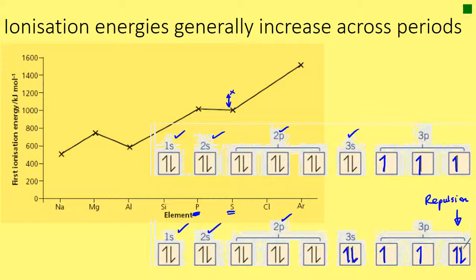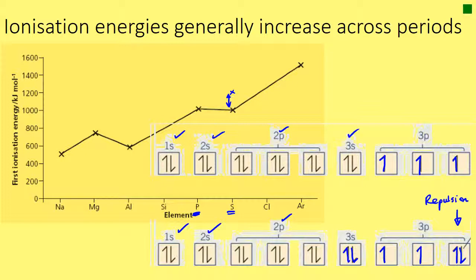So that repulsion means that the first ionization energy of sulfur is actually slightly less than the first ionization energy of phosphorus, despite the sulfur nucleus having 1 extra proton compared to phosphorus. Okay, so that's the second little blip.